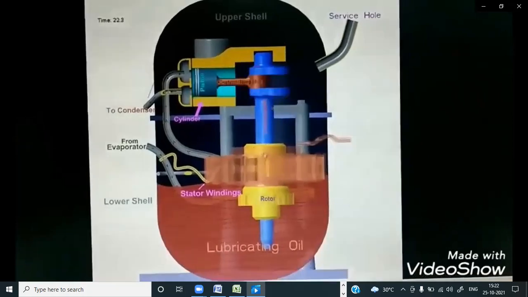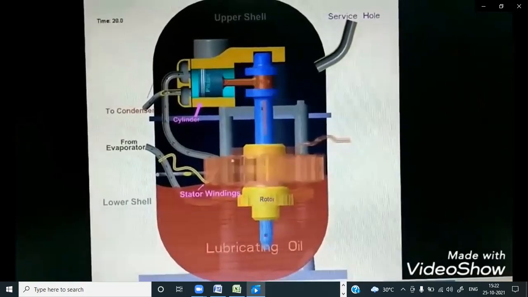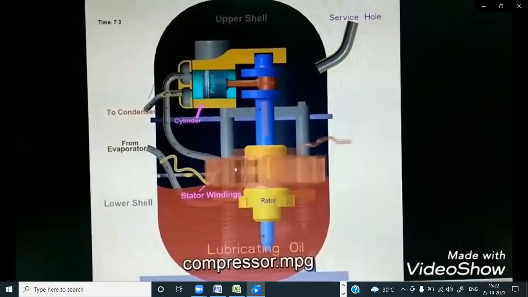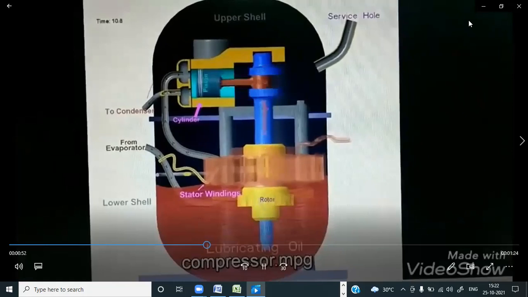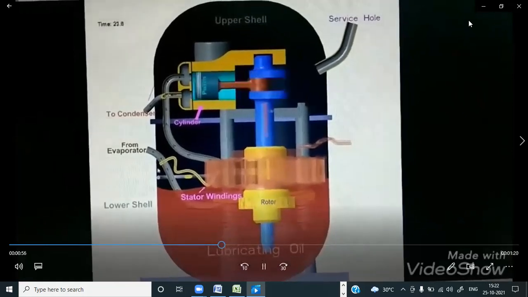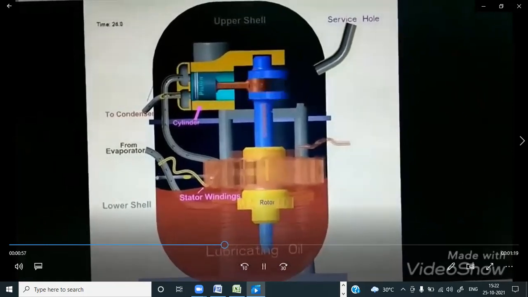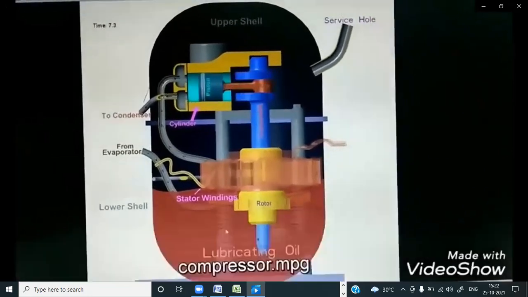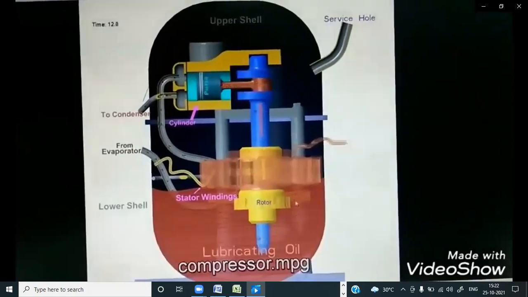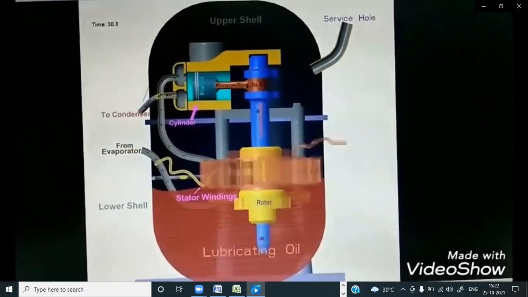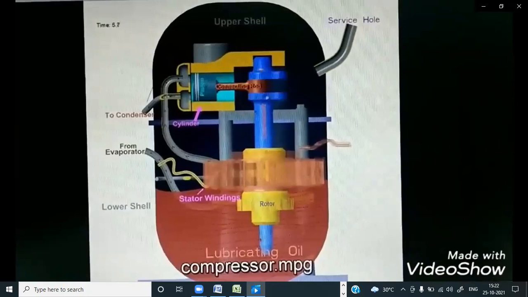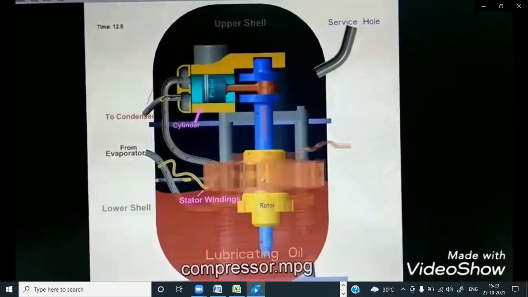This is the stator winding of the induction motor and this is the rotor. Electric connections are taken out from the stator winding. It is mounted by 4 bolts resting on springs, so that it can absorb motor vibrations. This is a crankshaft and it is directly connected to the rotor.